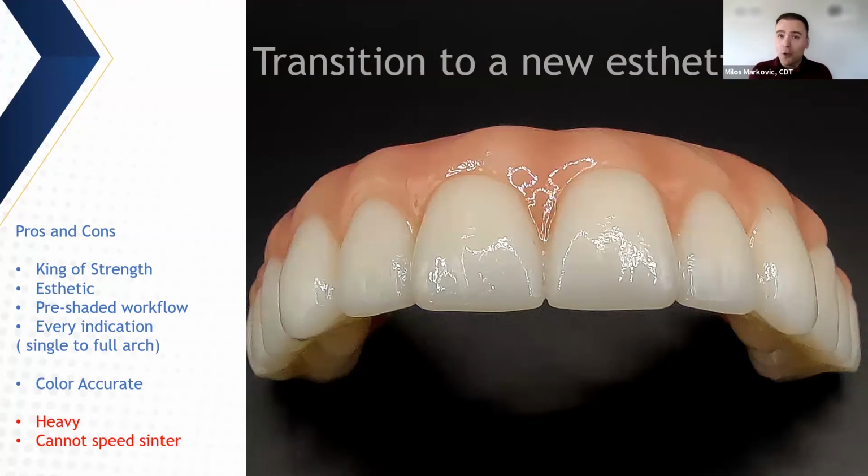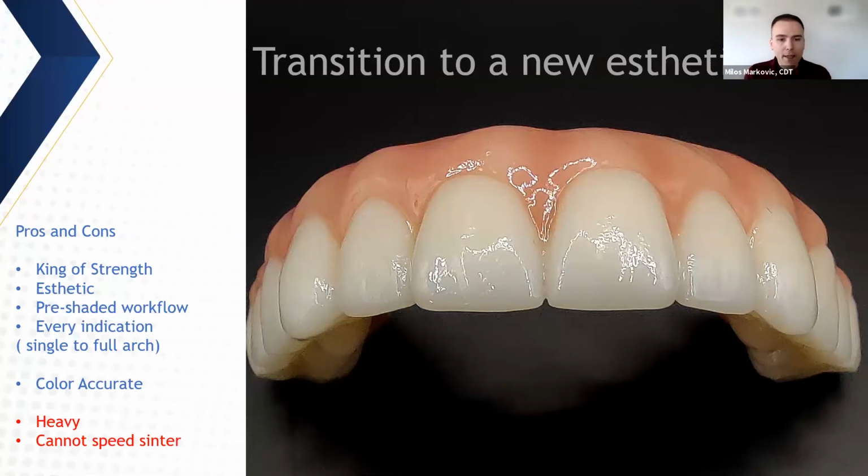It's an appreciated workflow. It makes your workflow much more simplified. You don't have to have so many different types of gradient discs and opacious discs, and then spend time pre-staining it. No, you buy one set. It's for every indication, single units all the way up to full arches, and it's pretty color accurate. Here, if you can see on the shot, you can really see that incisal profile shining through.